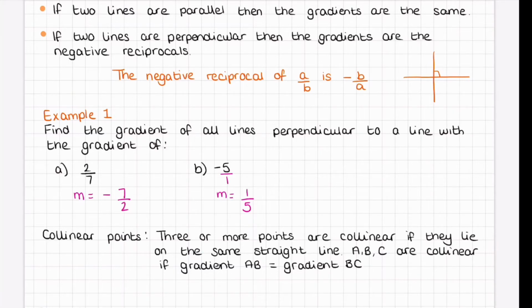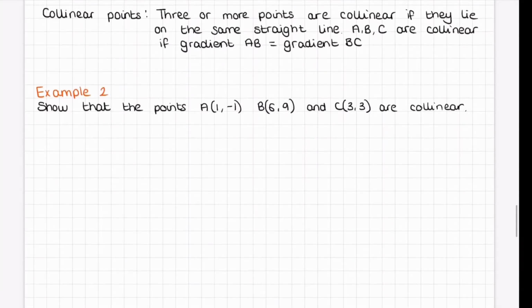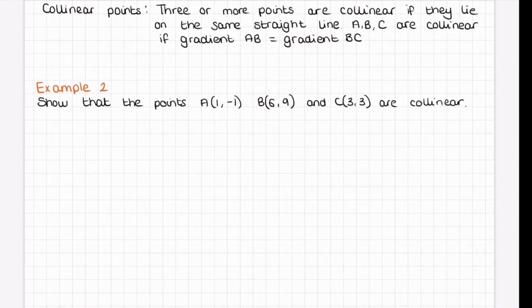You can also have collinear points. 3 or more points are collinear if they lie on the same straight line. So A, B, C are collinear if the gradient of AB equals the gradient of BC. So this next example, we want to show that these 3 points are collinear. Basically, we want to show that they are all on the same line. So we want to find the gradient of AB, the gradient of BC, and show that it's the same.